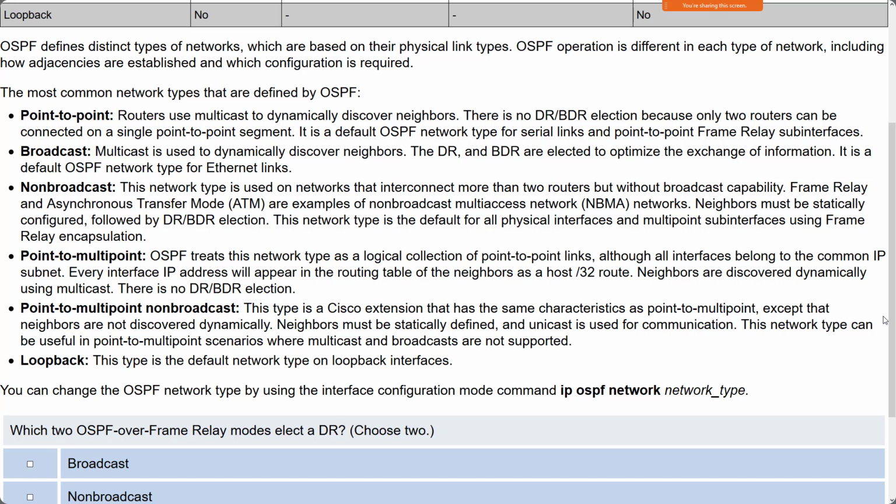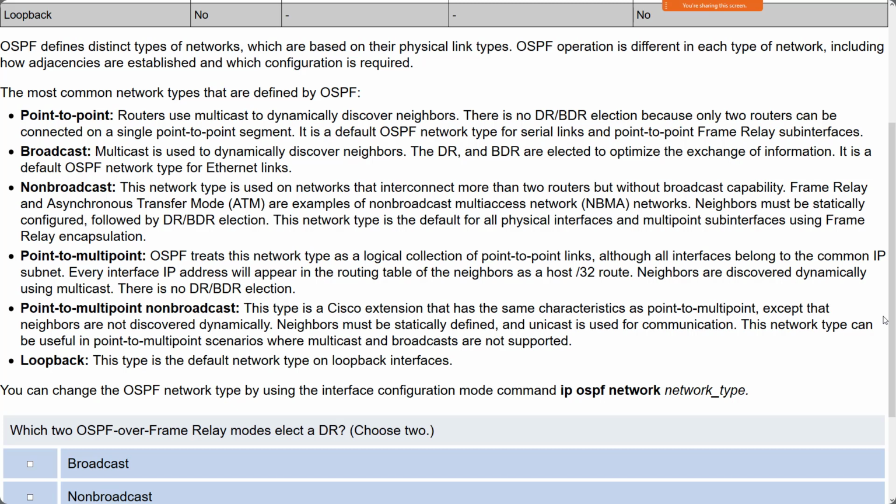Well, I don't want to do a DR-BDR election on that circuit. One side's going to be the DR, the other side's going to be the BDR, and they're going to have to form a full adjacency. So I don't have to do a master-slave negotiation. I could change that network type to point-to-point. Even though it is Ethernet, which would be considered broadcast, I can tell OSPF, treat this like a point-to-point circuit. That's how we can add efficiency to OSPF.